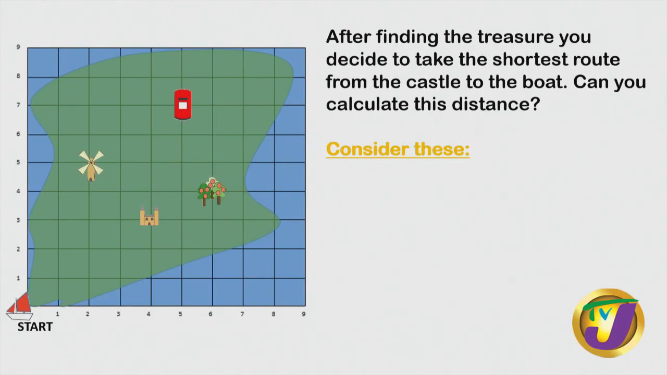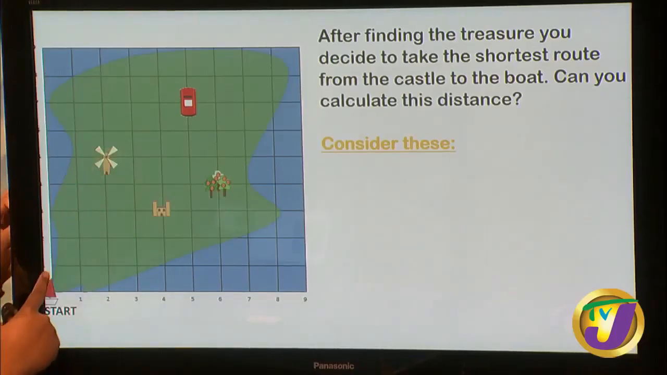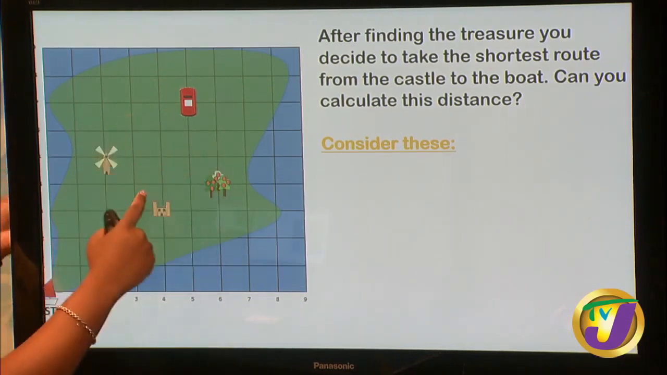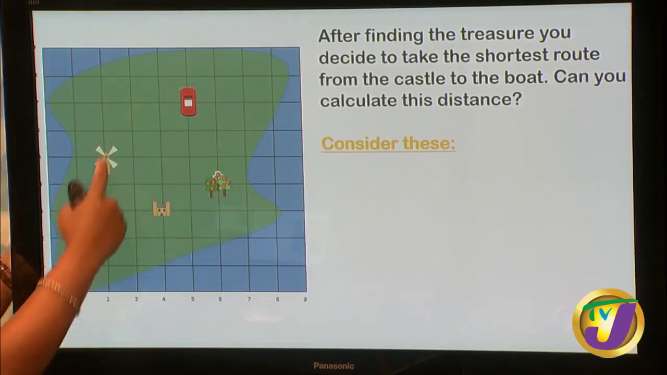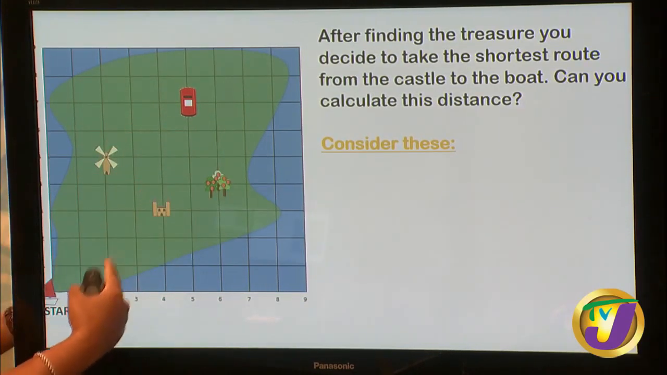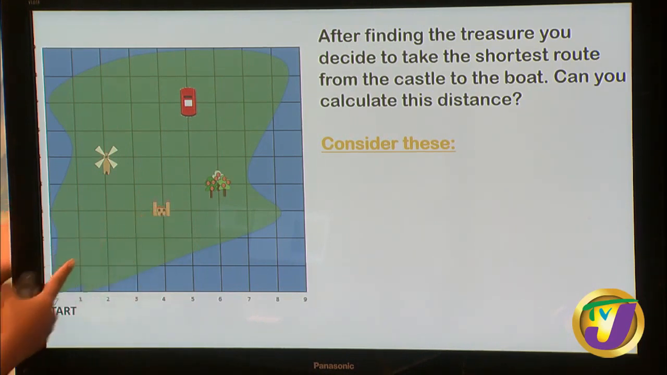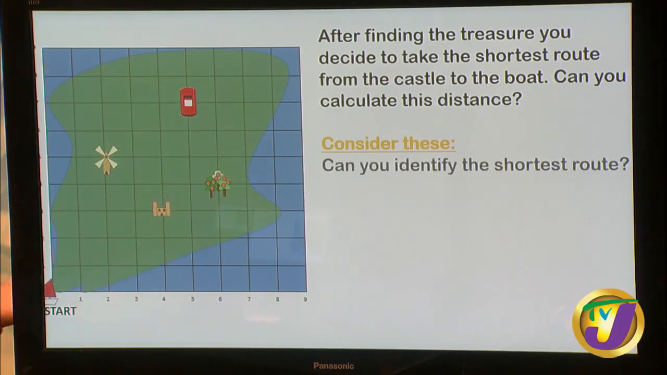From looking at our map, what would now be the shortest distance from the castle to the boat? Initially we went up, round, and down. Instead of doing all of that, I don't need to go back to the tree, the car, and the lighthouse. I just come straight across here. And there you go. Voila, I reach the boat. Indeed, such a short distance.